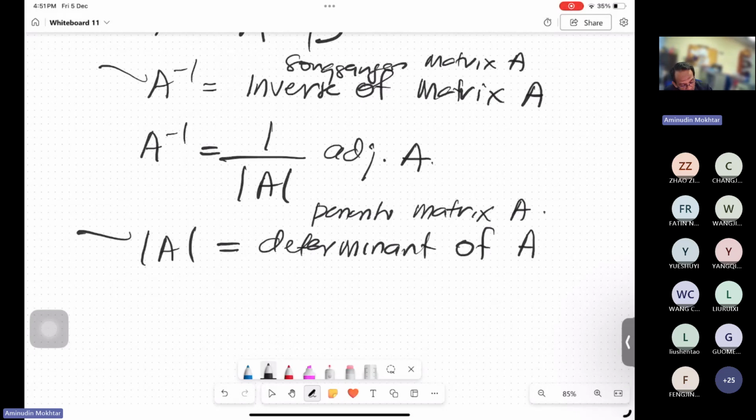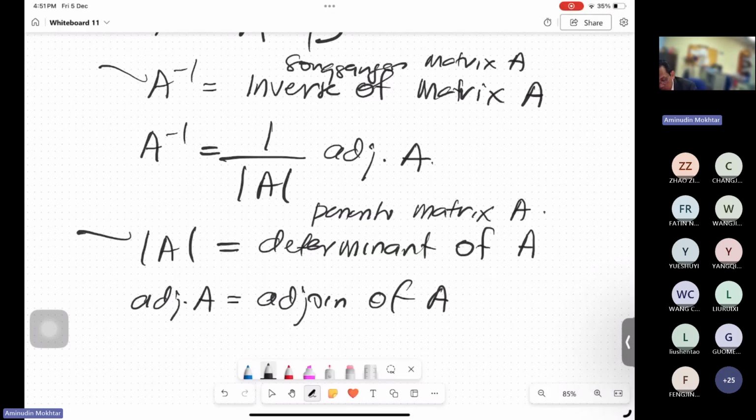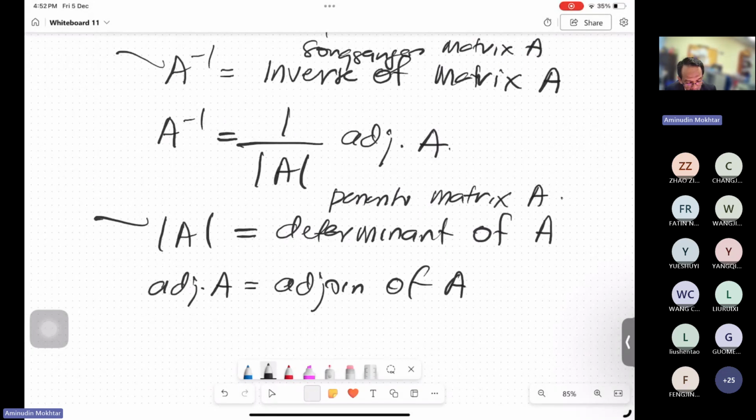What is Adj A? Adj A is equal to the adjoint of matrix A, adjoint bagi matrix A. Now in this case, we need to identify the inverse of matrix A, determinant of A, and also adjoint of A. I will show you one by one how to find them. All of this is related to matrix A.